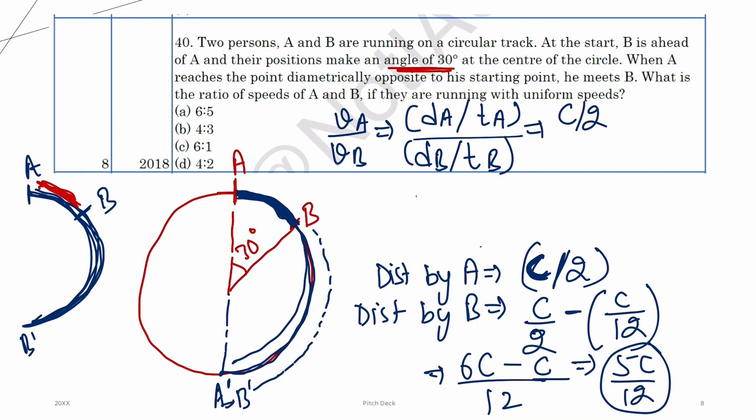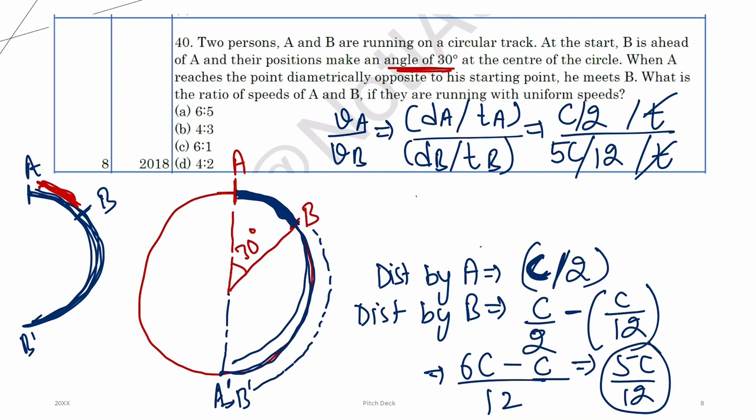Divided by time. That time is T. Since both have run for the same time, the time taken by A and the time taken by B is the same. And what is the distance covered by B? That is 5C by 12 divided by T. This T will cancel out. We have already done this in the first question of the PYQs. You can go back and see what we are doing here.